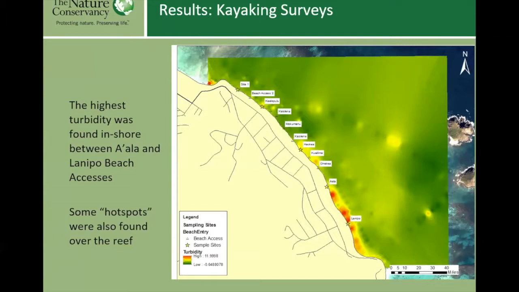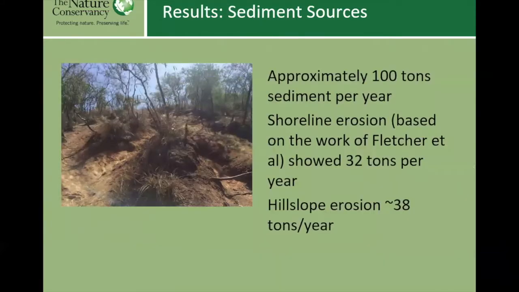So all of this information was packaged together to say, okay, well, you have some places that are exceeding your bacteria limits in Lanikai. You have seawalls that look like they're contributing to possible higher turbidity in the coastal zone. And you have a trail, the Lanikai Pillbox trail, that looked like it was exporting, based on our estimates, about 100 tons of sediment per year from the trail alone. And then the work of Fletcher, which is where the shoreline erosion models come from, showed about 32 tons per year of sediment just from sea level rise and from the beach cutting into the soils on the beach from Lanikai.